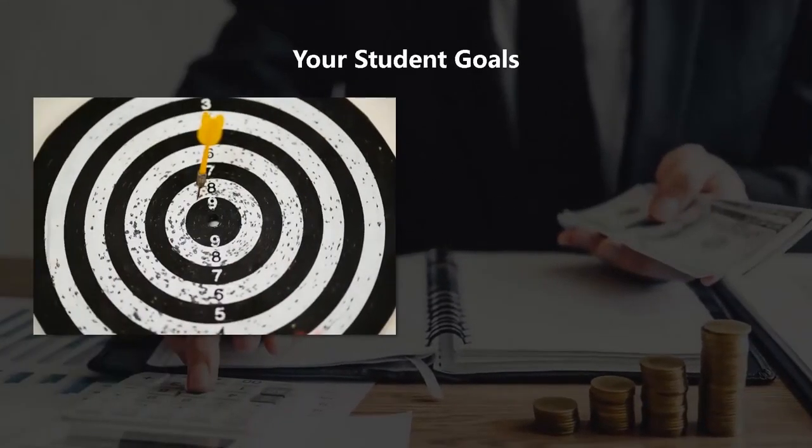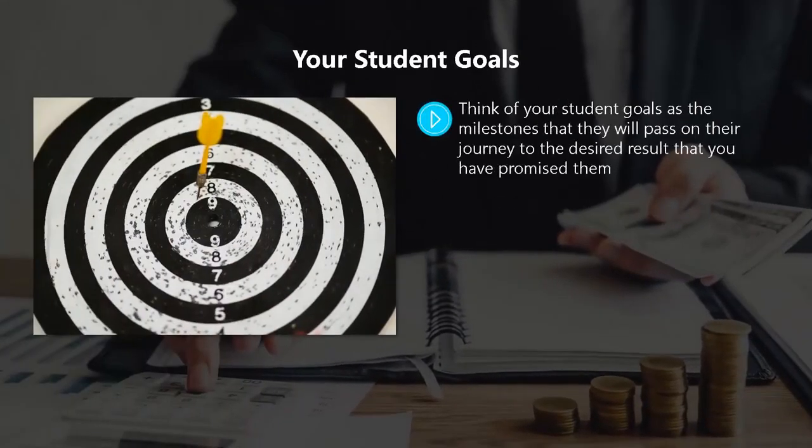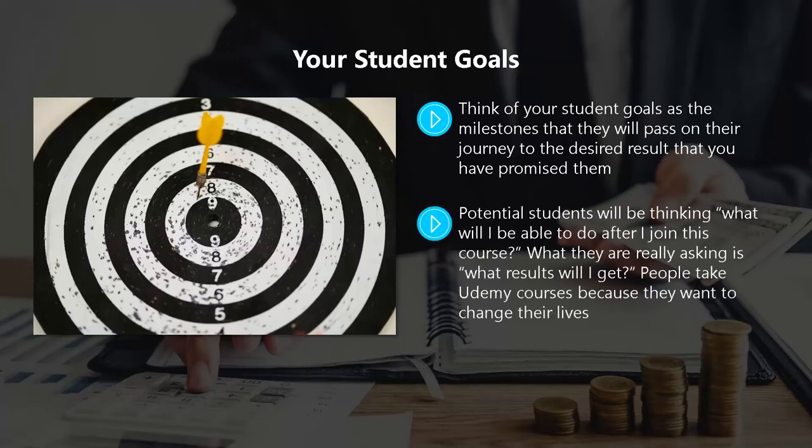Your student goals. Think of your student goals as the milestones that they will pass on their journey to the desired result that you have promised them. The goals must correspond to the sections of your course. Potential students will be thinking, what will I be able to do after I join this course? What they are really asking is, what results will I get? People take Udemy courses because they want to change their lives. They want to acquire new skills that will make their lives better.